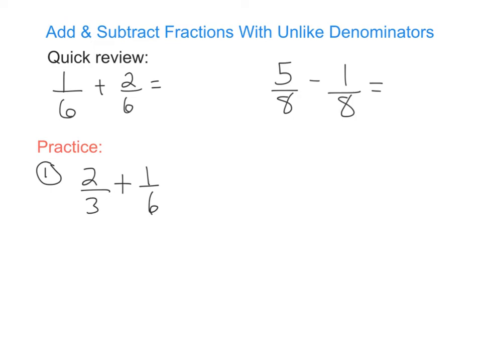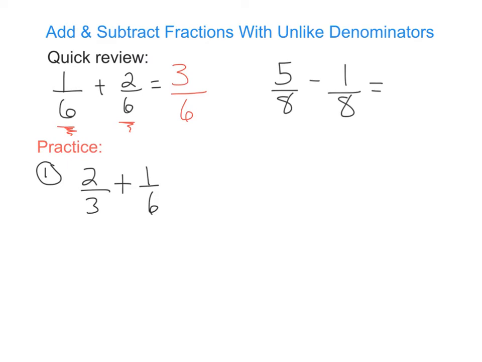Hey kids, today we're going to work on adding and subtracting fractions with unlike denominators, but we're going to do a quick review first. If we look at these two fractions, 1/6 plus 2/6, we notice that the denominators are the same. So when we're finding our answer, all we need to do is add 1 plus 2 to get 3, and then we leave the 6 alone because the denominators are the same.